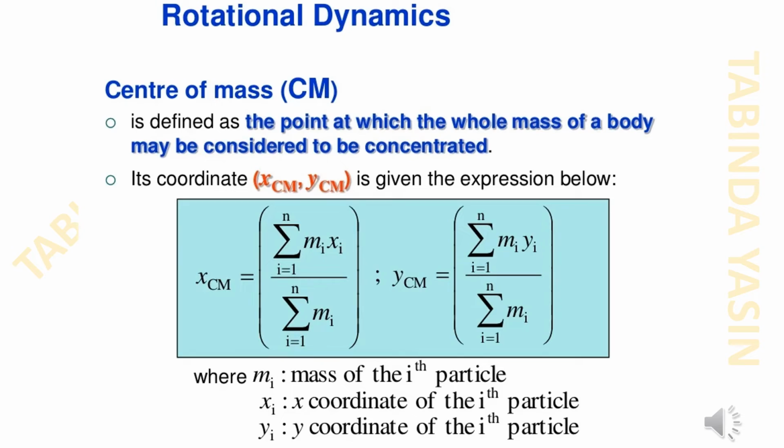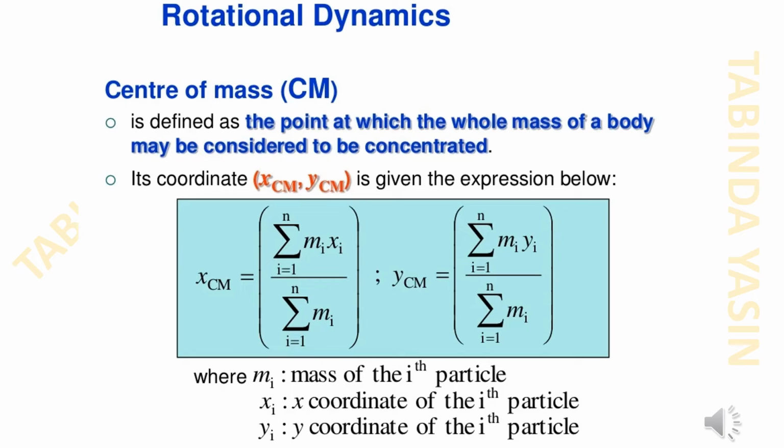Now, to understand rotational dynamics, one should understand the center of mass. It is defined as the point at which the whole mass of the body may be considered to be concentrated. Its coordinates xcm and ycm are given by the expressions below.